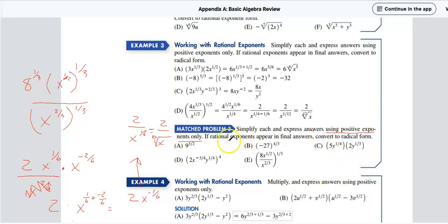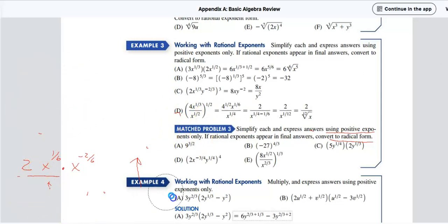Okay, because it says use exponent forms, and if rational exponents appear in the final answer, convert to radical form. So we needed to convert it to a radical, or in other words, a root. And so it's 2 over the 6th root of x. Hopefully that simplifies for you how we can answer these, converting this way. And then converting back the other way, I think should be pretty straightforward.